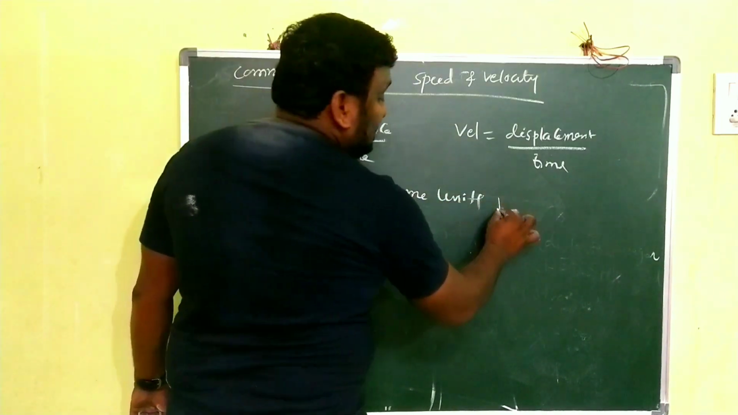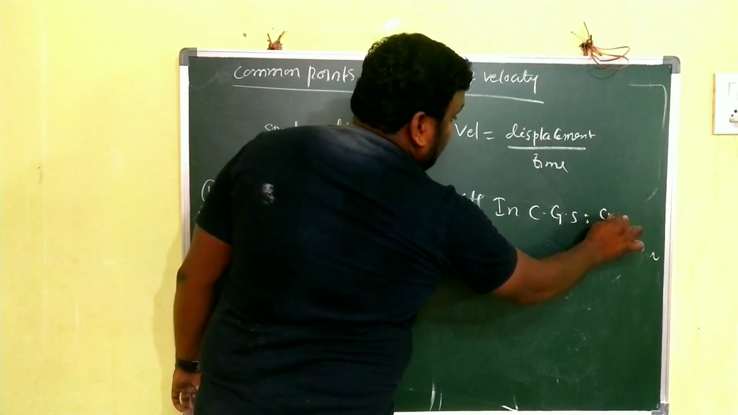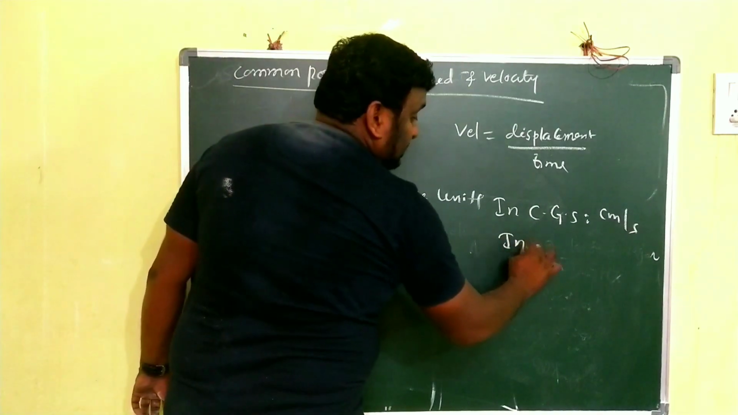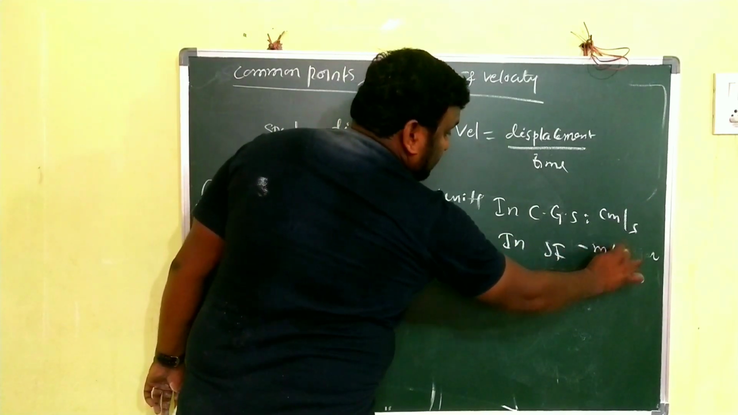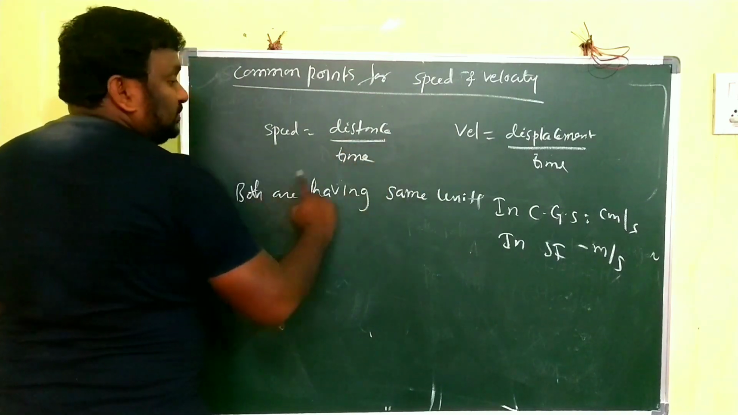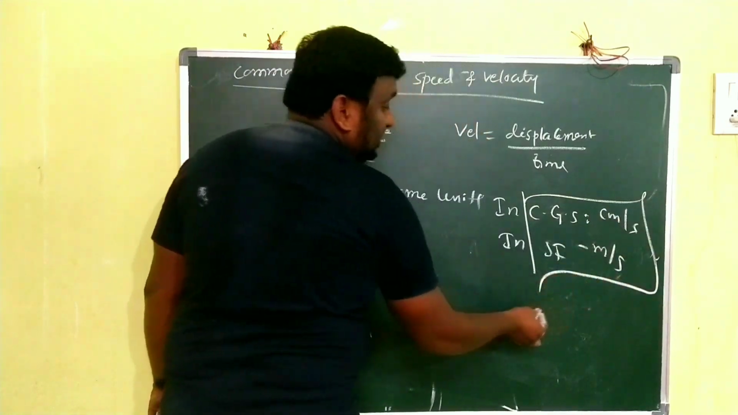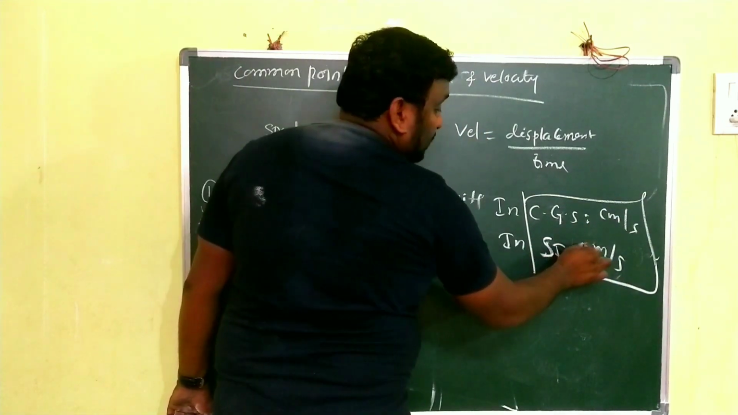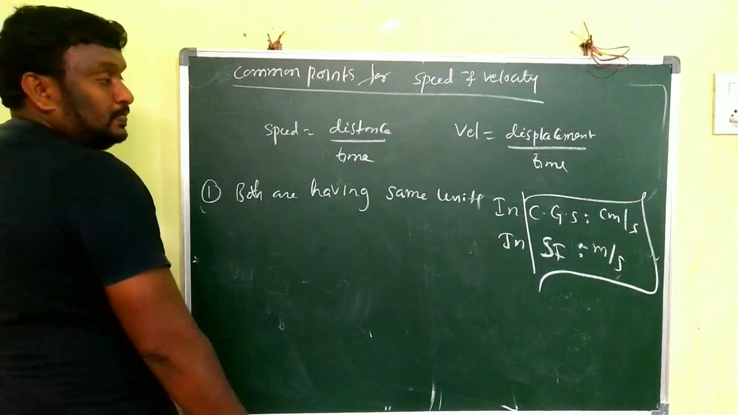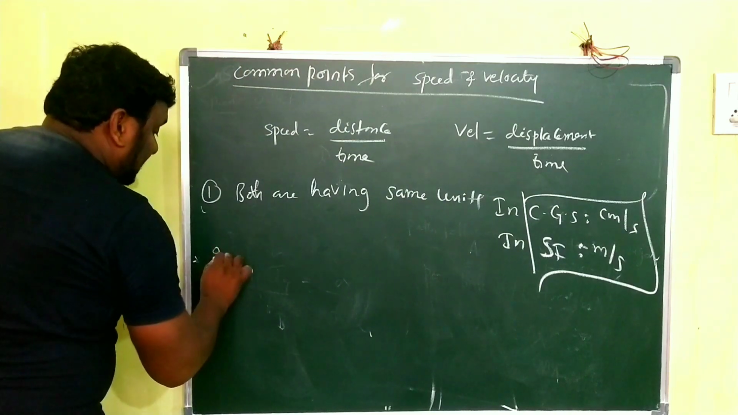That is, in CGS, centimeter per second. In SI, meter per second. Clear? Speed and velocity both have the same units. What are those? In CGS, centimeter per second. In SI, meter per second. These two are the units. And now children, the second similarity.